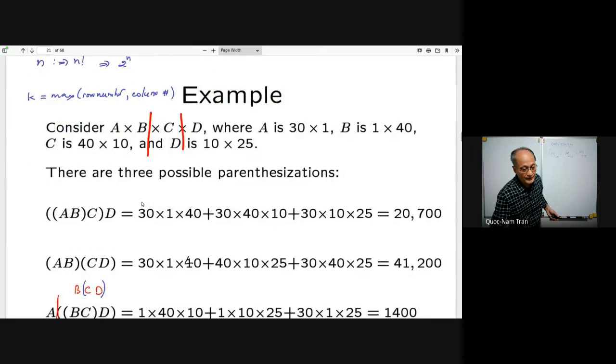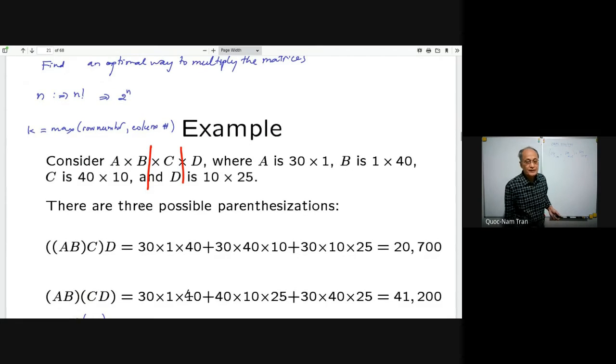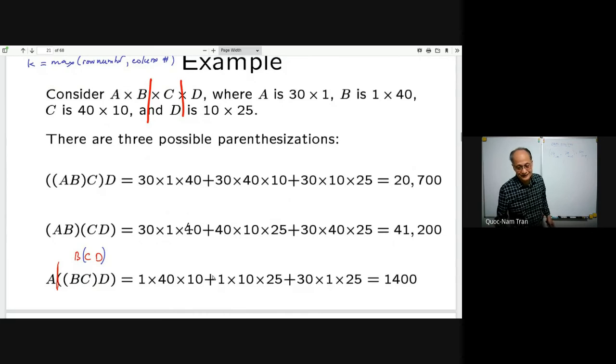The second way is to multiply AB first and then CD, or vice versa, CD first and then AB, and multiply the results together. Then the total number of multiplications is 41,200. More than twice, right? Well, a little bit about 2 times.